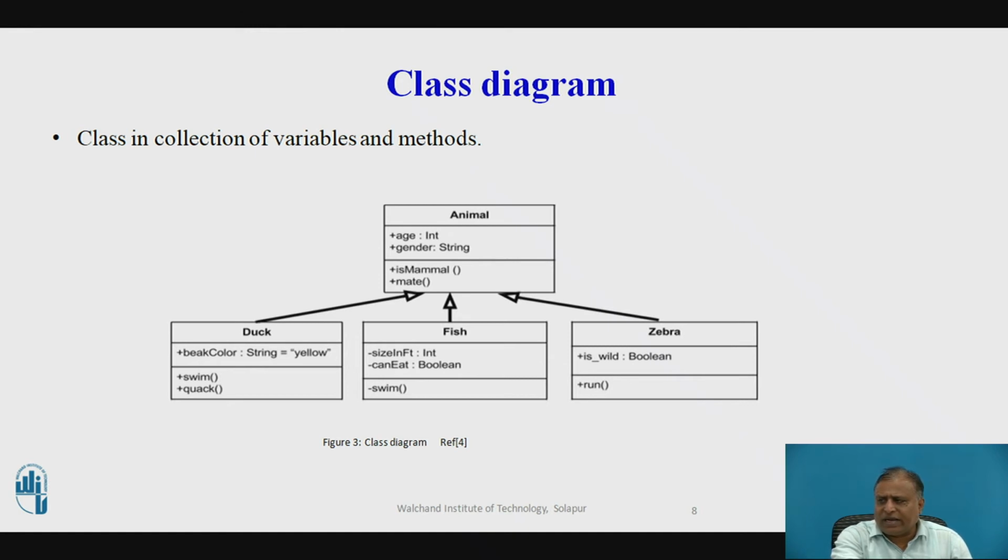The Duck has the attribute beak color, which has the value yellow, and swim and quack are the methods of that Duck class. Then size in feet and can eat are the variables for the Fish class, and swim is the method of the Fish class. Zebra is the name of the subclass, which has the variable is wild, and the method run. So is wild is the attribute of the Zebra class, and run is the method of the Zebra class.